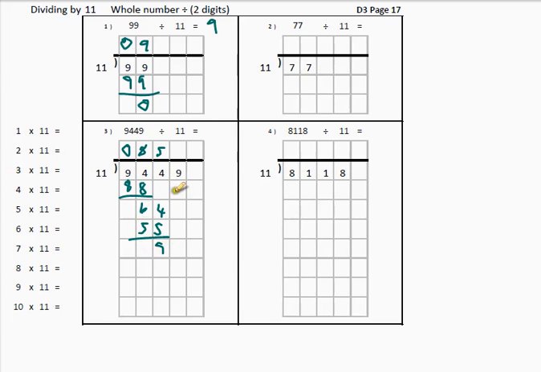We have a remainder. We bring down the 9, and now that makes 99. 11 goes in 99. 9 times. 9 times 11, 99. And 99 take away 99 is 0. Okay. There isn't another number to bring down. We are finished. That's our answer. 859.